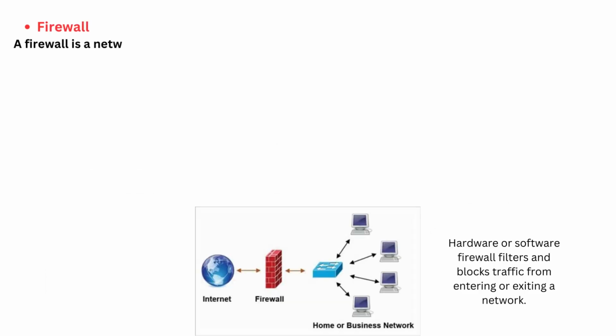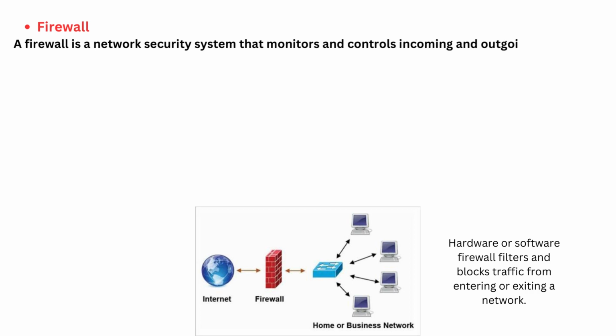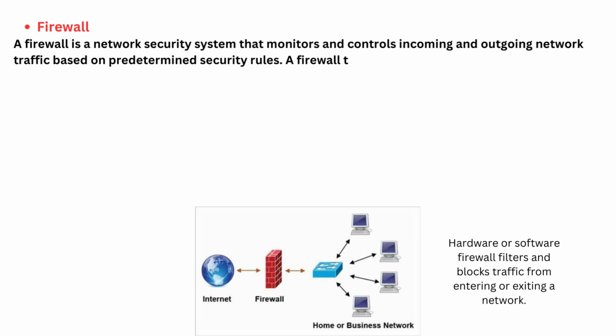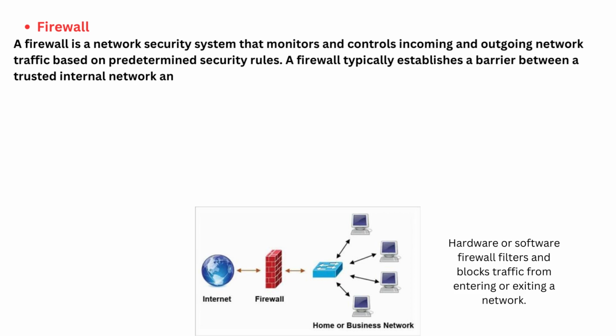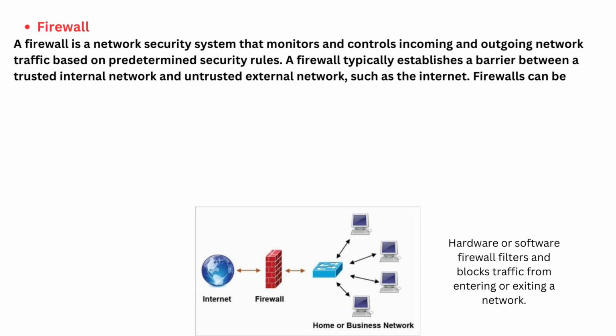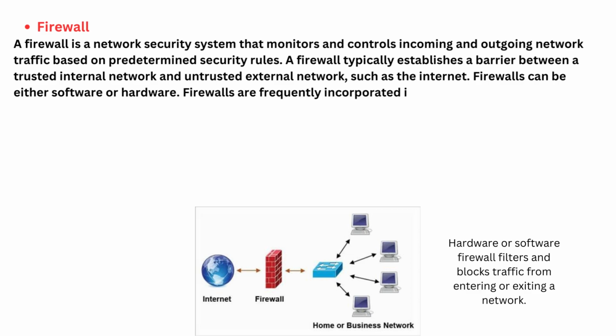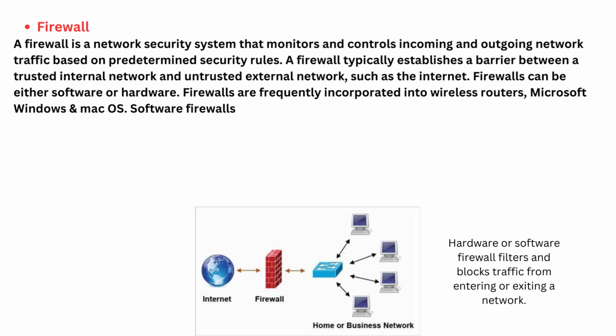Firewall. A firewall is a network security system that monitors and controls incoming and outgoing network traffic based on predetermined security rules. A firewall typically establishes a barrier between a trusted internal network and an untrusted external network, such as the internet. Firewalls can be either software or hardware. Firewalls are frequently incorporated into wireless routers, Microsoft Windows and Mac OS. Software firewalls are also known as host firewalls.